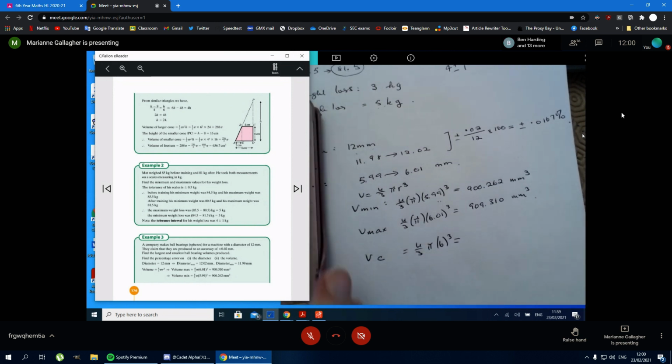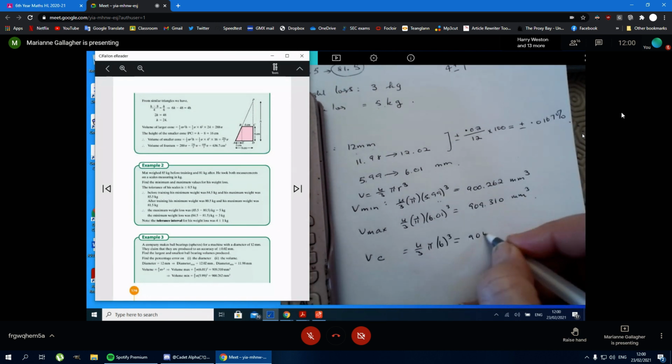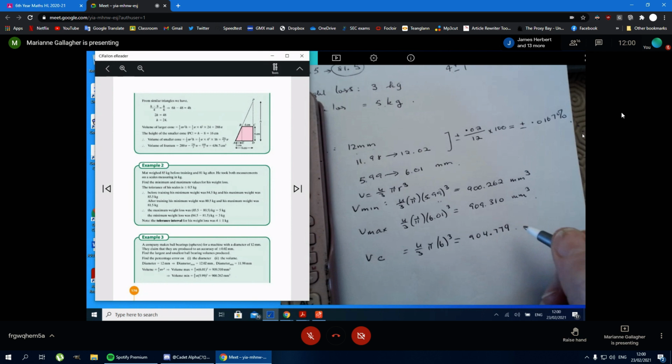Now the volume, on the other hand, the correct volume, so V correct is 4/3 pi by 6 cubed. Okay, so I just put that in, and that is 904.779 if you round it. Okay, so for the percentage error in the volume, I can either do this minus this or this minus this. They'll both give me about the same.